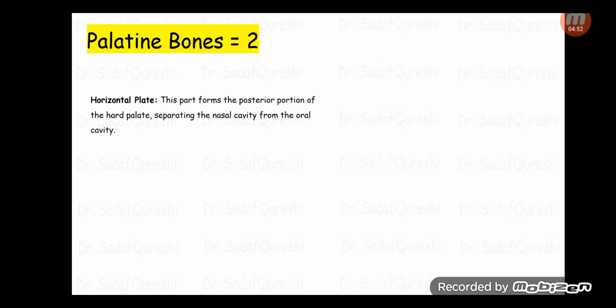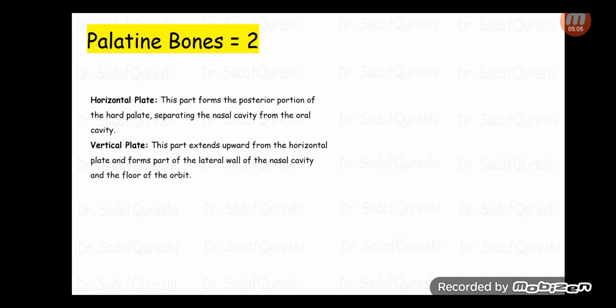Then we will talk about the palatine bone that are paired bone, that means they are two in number, and they are more visible when we see the skull from the inferior view. They have horizontal plate. This is the part of the palatine bones that form the posterior portion of the hard palate, thus separating the nasal cavity from the oral cavity.